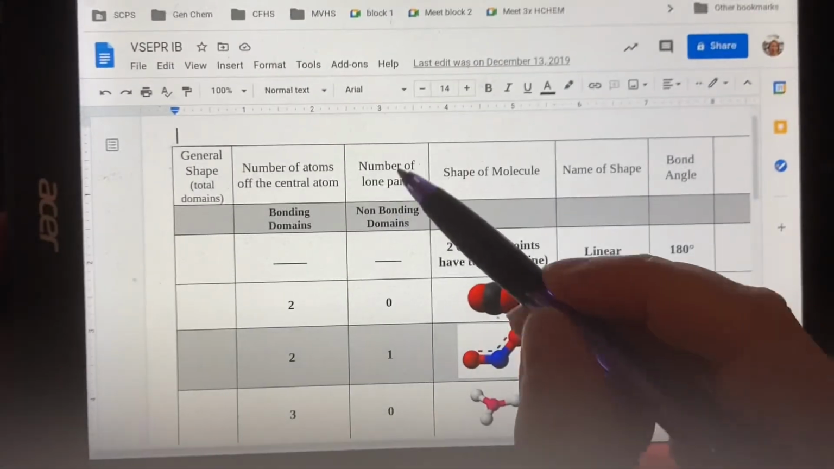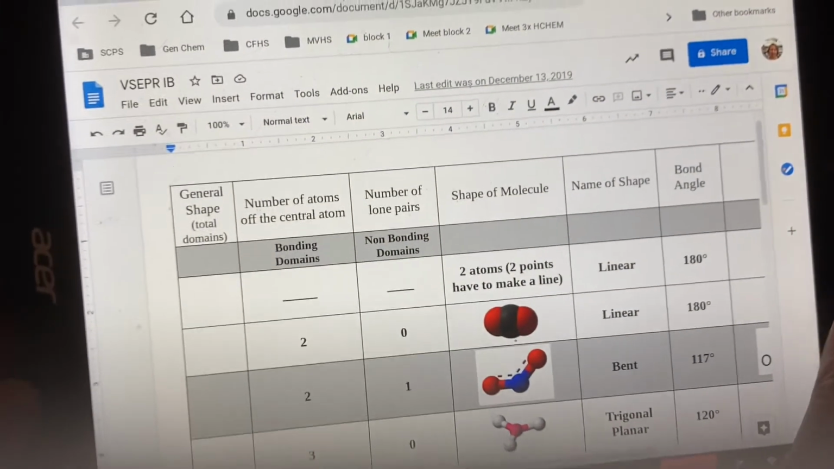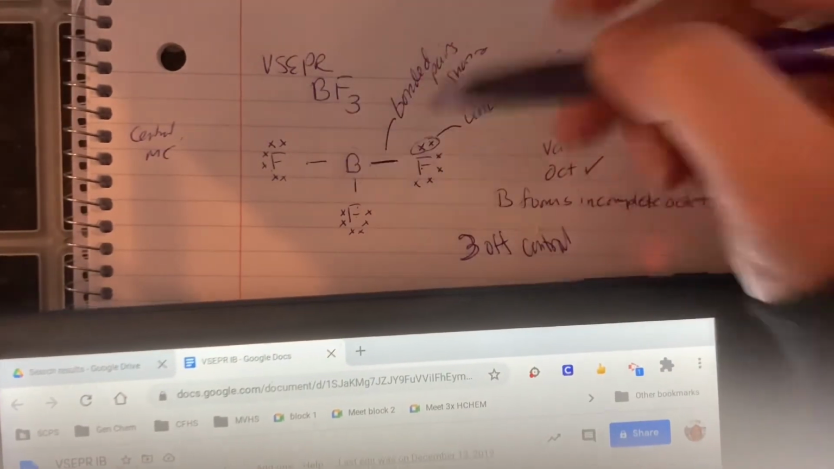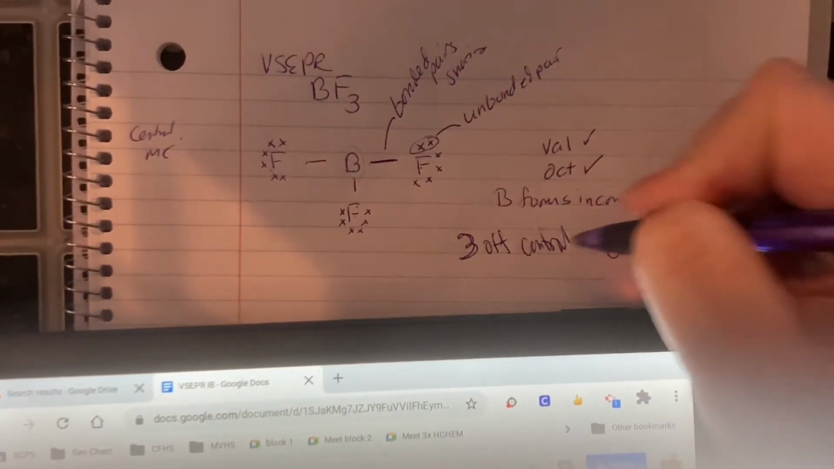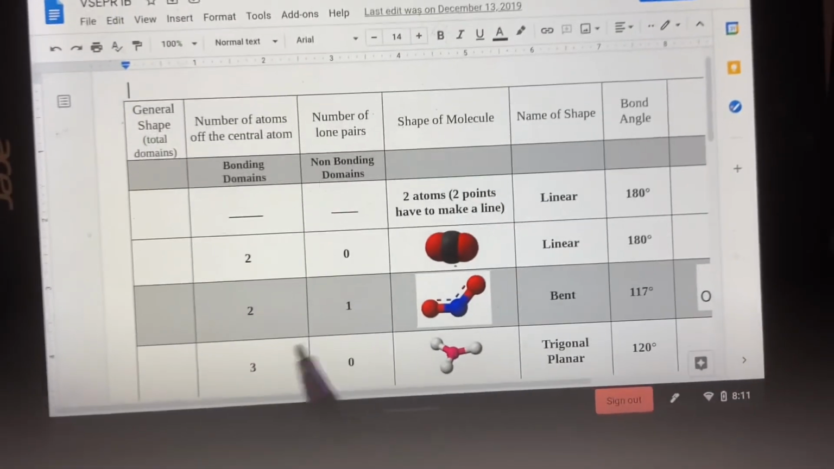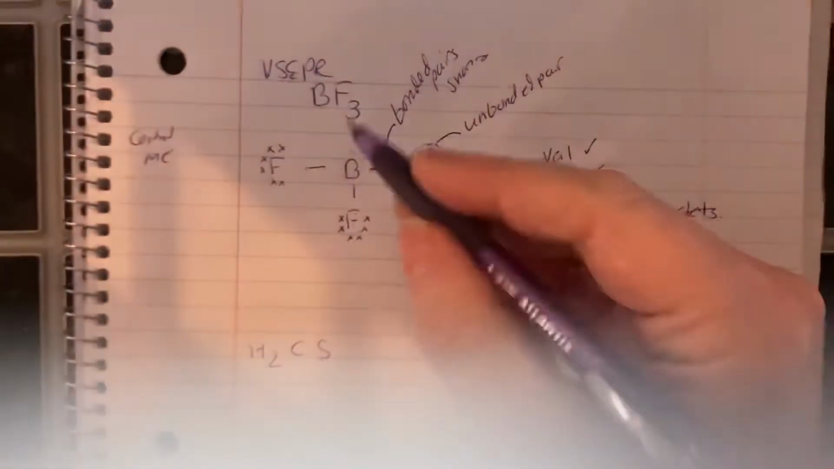And then lone pairs. I have 0 lone pairs. That means just on the central atom, do you have any extra electrons? I have none. So my code is 3, 0. I go down here and I find 3, 0. It looks like this, and it's called trigonal planar at 120 degrees.